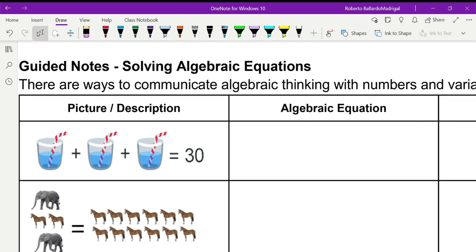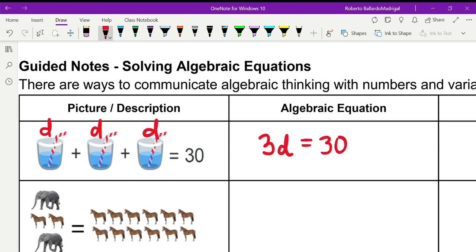Thinking back to the beginning, we looked at the 3 drinks and how they add up to 30. Well, in this case, I'm going to label drinks as the letter D. So that's D plus D plus D. As an equation, I have 3 D's together, right? 3 D's together that equal 30.